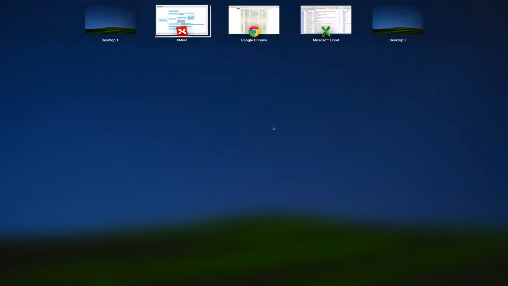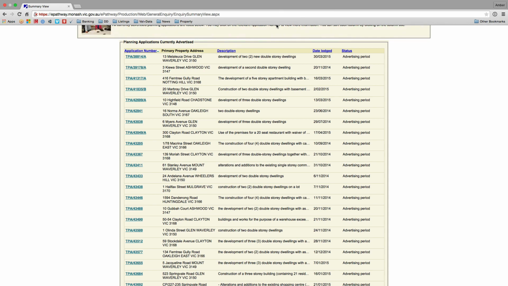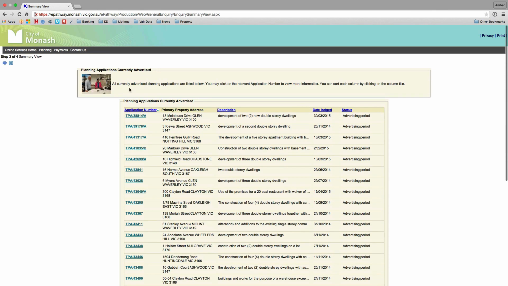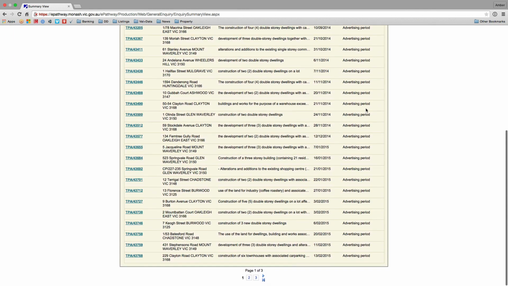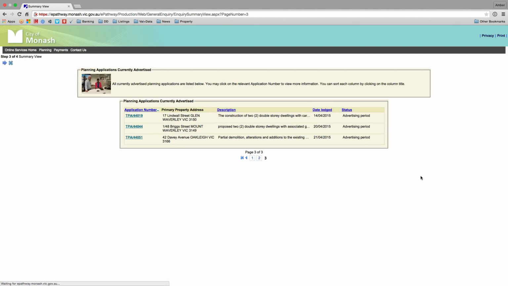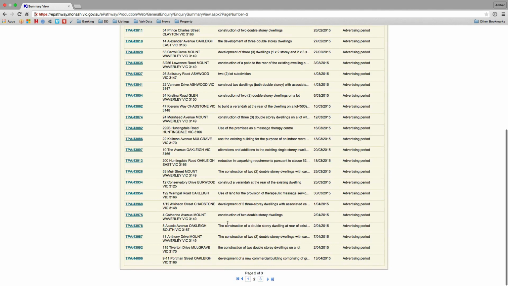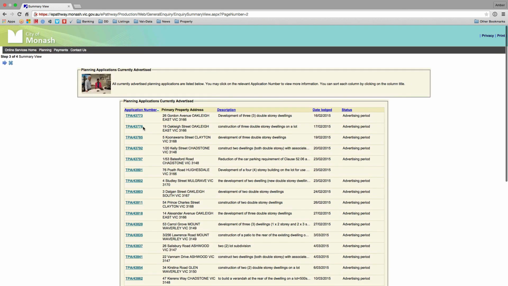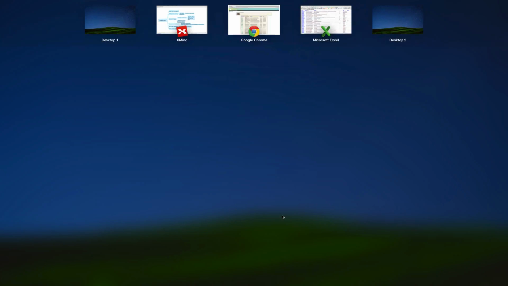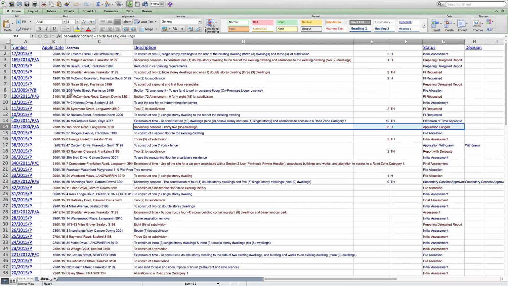And I'll give you an example. This is monash.vic.gov.au, and these are all the planning applications that are listed for advertising, and it goes on for 2 pages. So you can look at it and say, okay, what's going on with this, and you can even click on them. What I do is I actually copy all this data, get it into Excel, and I'll show you. I've got this data in Excel.